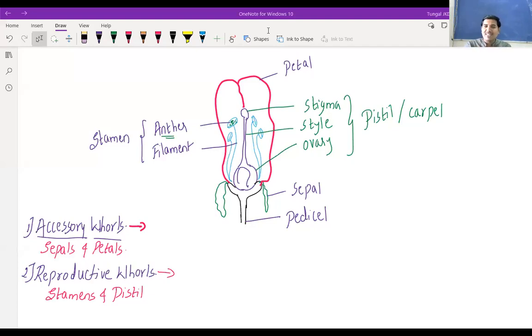Then what is inside the ovary? Inside the ovary, we call it the ovule. Let me go for it. Inside the ovary, you can see the ovule. Let me take this ovule outside. This is the ovule. Inside this ovule, this is the embryo sac.